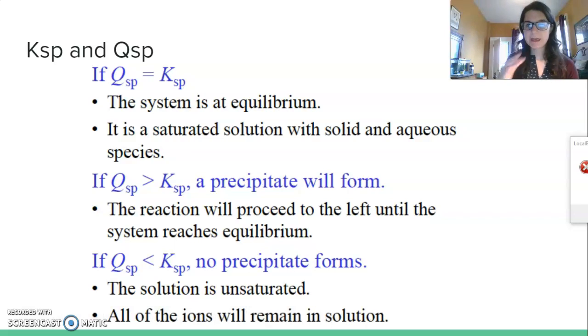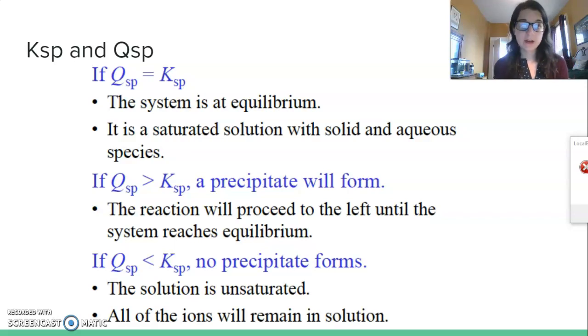This slide kind of tells you how to compare Qsp and Ksp. So the solubility product constant is, of course, expressed at equilibrium. But just like all the other K values, we have a Q value that you can use to compare it. Q is for at any point in the reaction, whereas K is only at equilibrium. So if Qsp equals Ksp, we know the system's at equilibrium, and we know that the solution is saturated with as much aqueous species as possible.